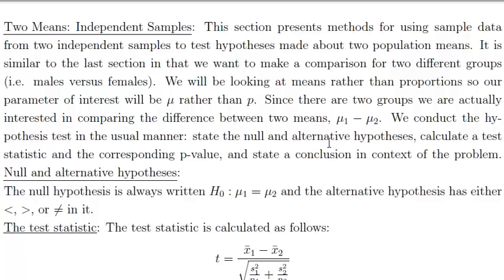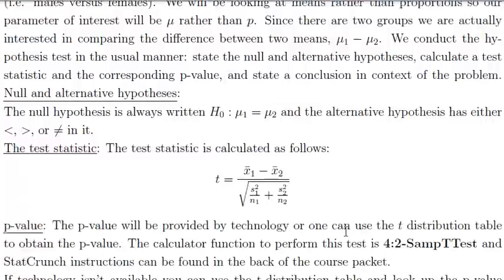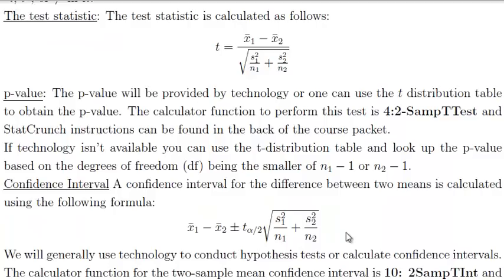We're going to look at the difference between two sample means, and so we're trying to estimate mu1 minus mu2. So our null hypothesis is that the two means are equal, and then an alternative can just have less than, greater than, or not equal to in it. And so here we have the formula for the test statistic, and then you get a p-value.